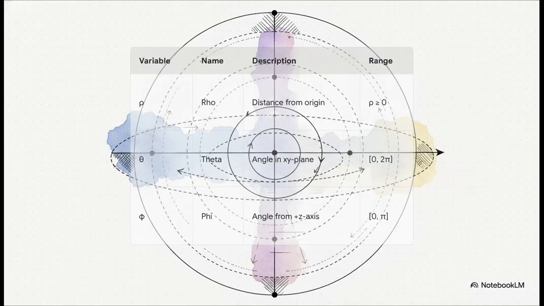And here they are all together in one place. Rho is your distance out from the center, theta is your rotation around, and phi is your angle down from the top. If you've got these three, you can find any point in space.